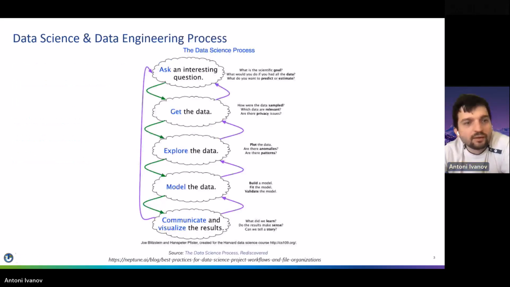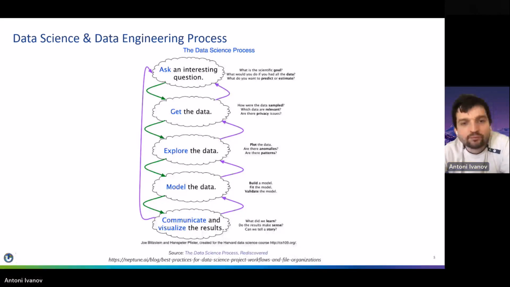Cool. So, before we continue, let's see what the typical data engineering or data science flow is. Usually we start with being asked some kind of interesting question, trying to understand what the problem is, and trying to see how we can solve it. Once we have some better idea about the domain, the first thing we need to do is find the data, discover where the data is.